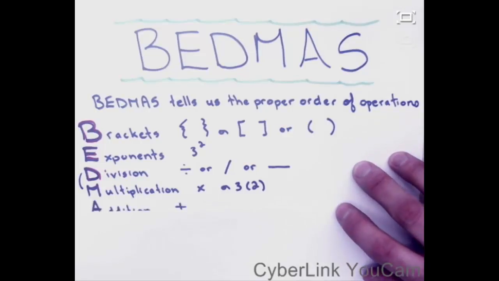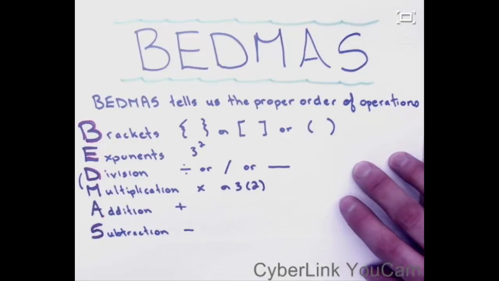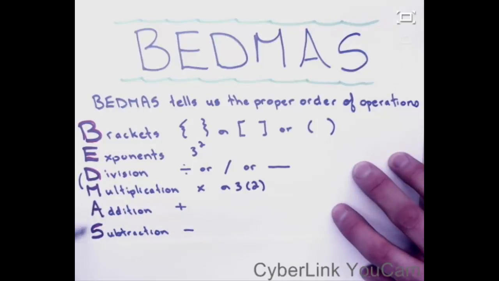Lastly, the last thing we do with numbers is addition and subtraction, the A and the S. Obviously at this point you're seeing that B-E-D-M-A-S says BEDMAS, and it helps us remember the order of operations. Addition and subtraction you also do left to right. If you see an addition first, you do it first, and if you see a subtraction first, you do it first. So let's show you how BEDMAS allows us to follow the proper order of operations with a bunch of examples.